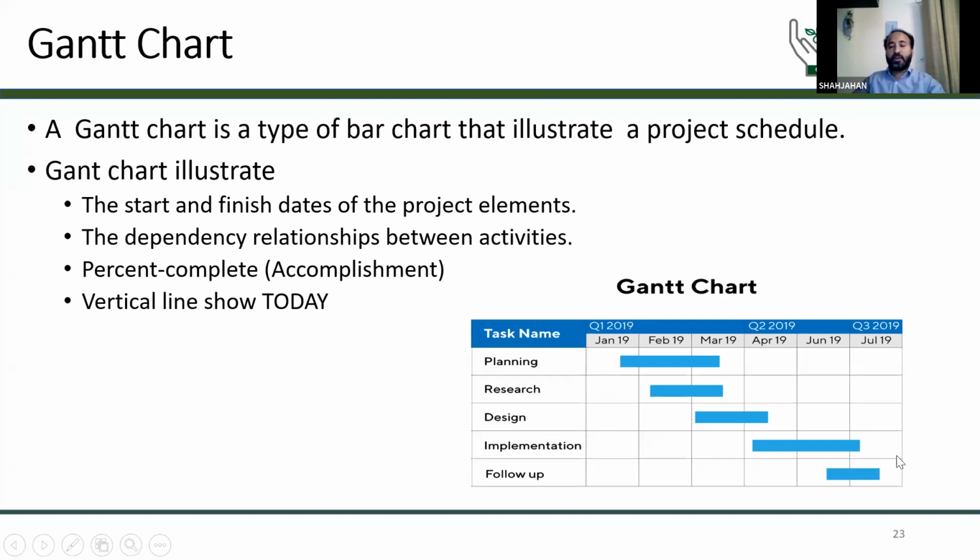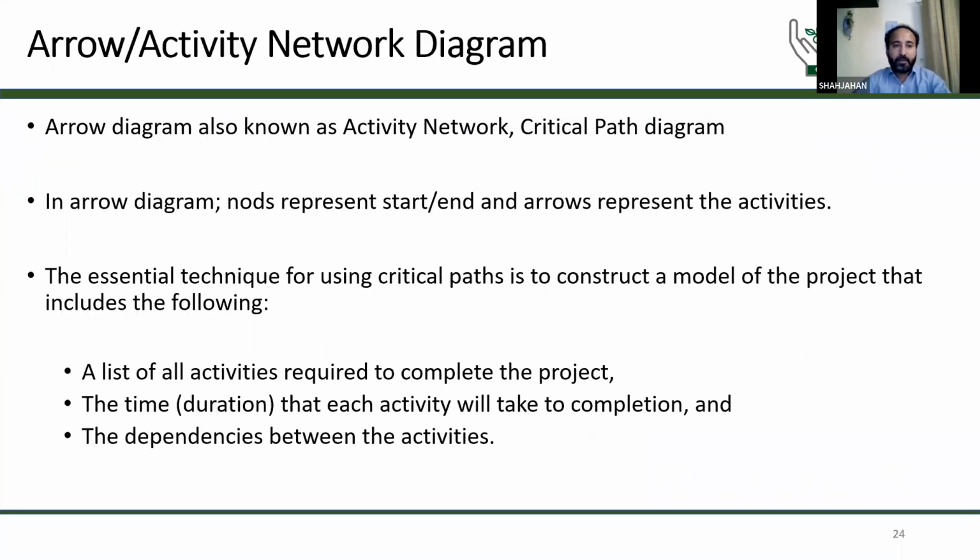So it means this is our guideline that it will start from January, it will end in July, and we have different things which we will do, like planning in which month, research in which month, design in which month, implementation in which month. So it will be easy for everyone. They know where we are now, where we have reached now, and who will do this, all the things. So this is the Gantt chart.